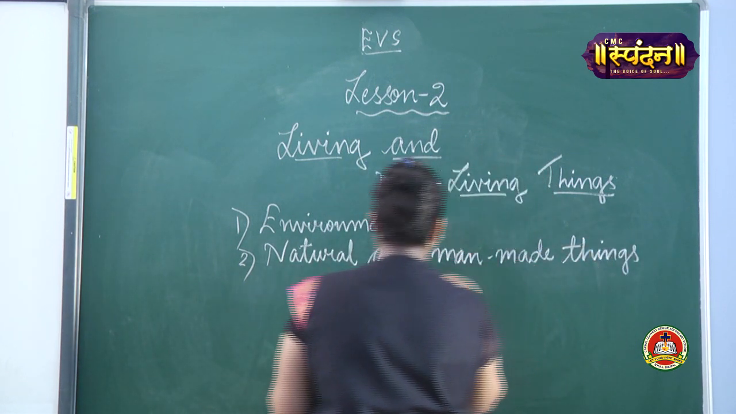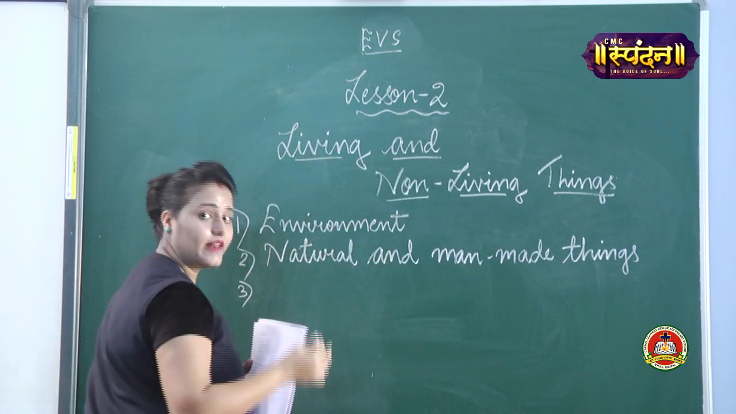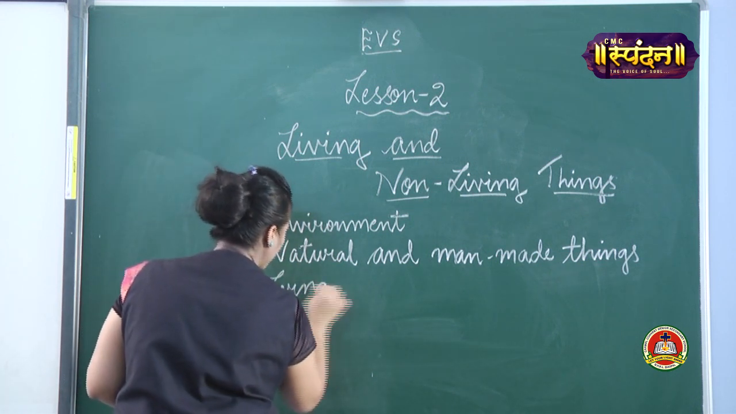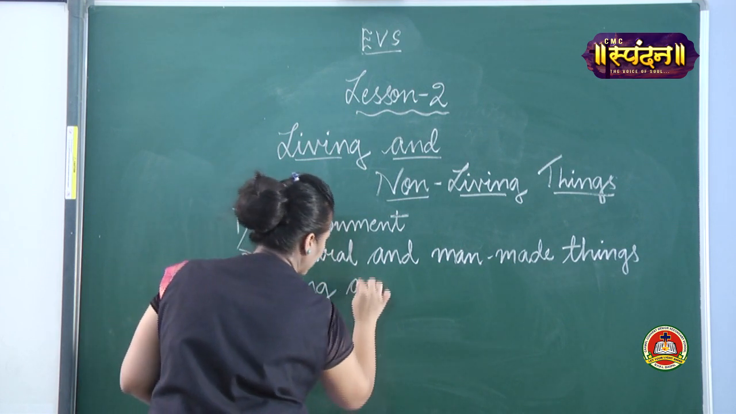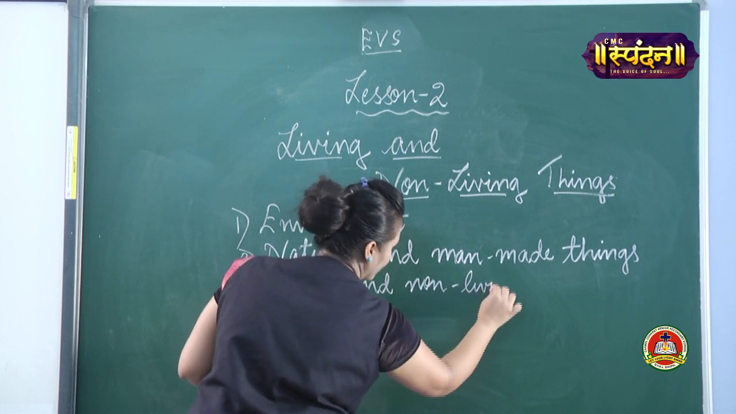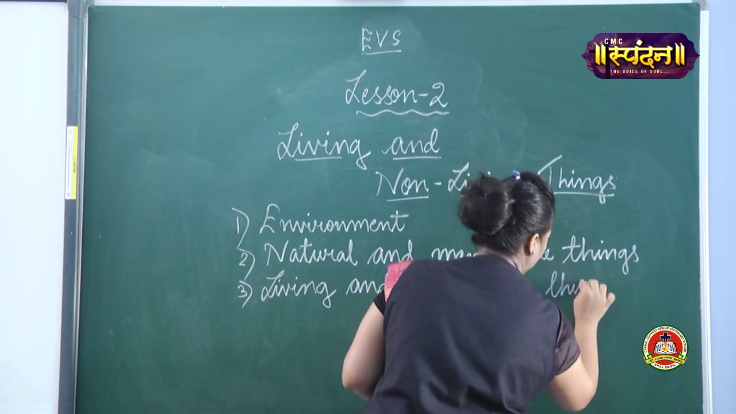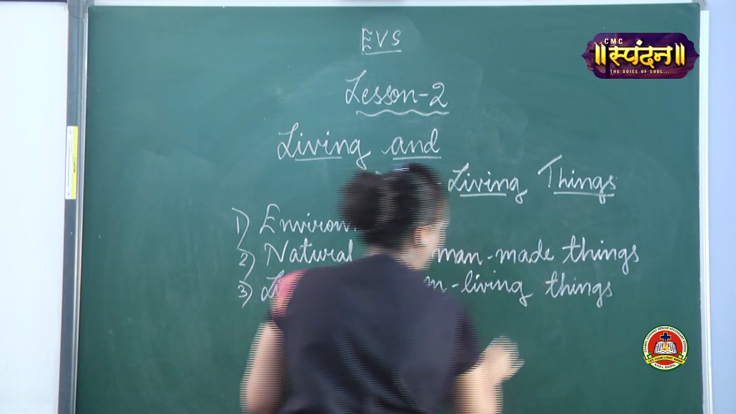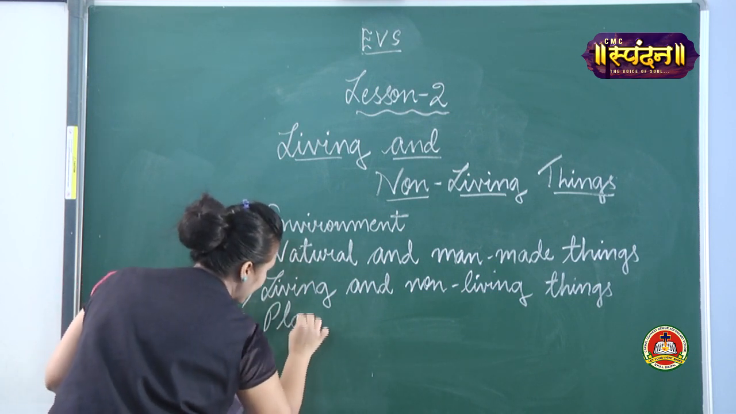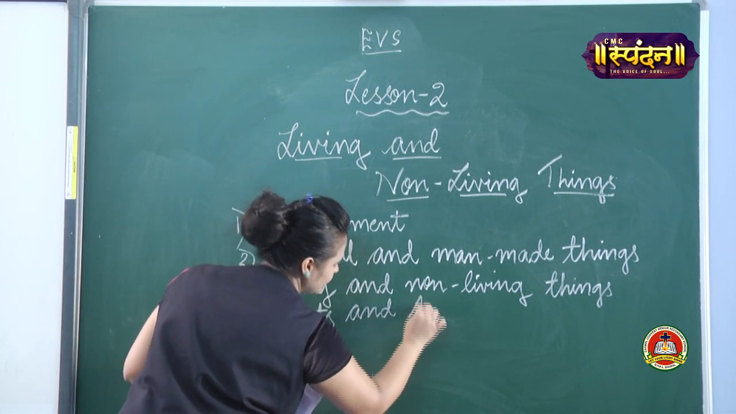Okay. Then, what was the next term of ours? Living and non-living things. We have studied about all these things today. Yes. Then we also studied the difference of plants and animals. Yes or no?